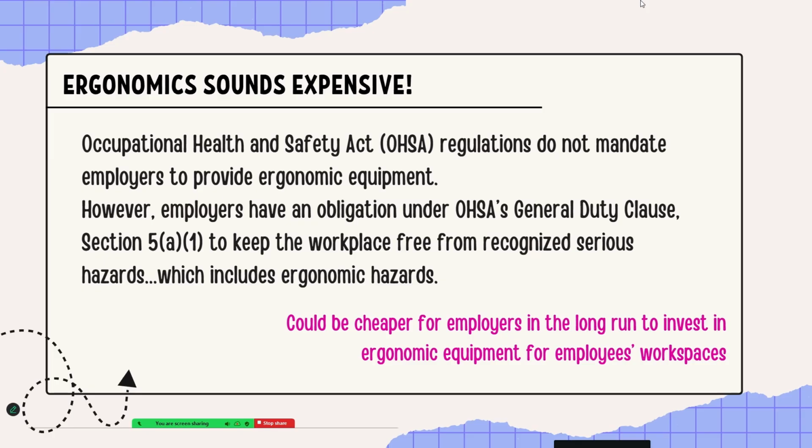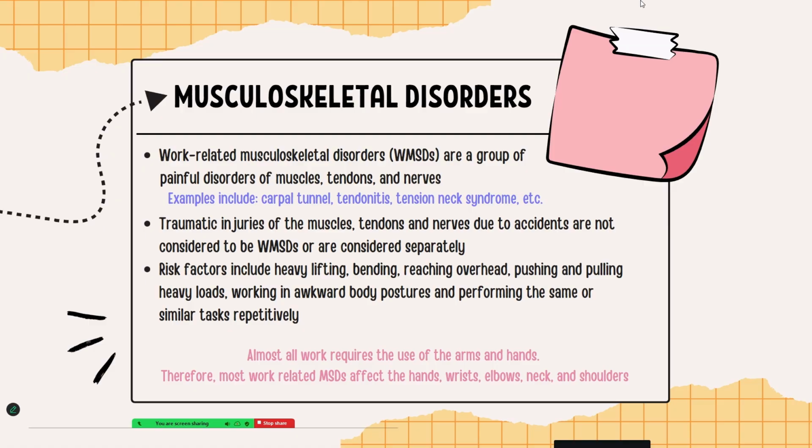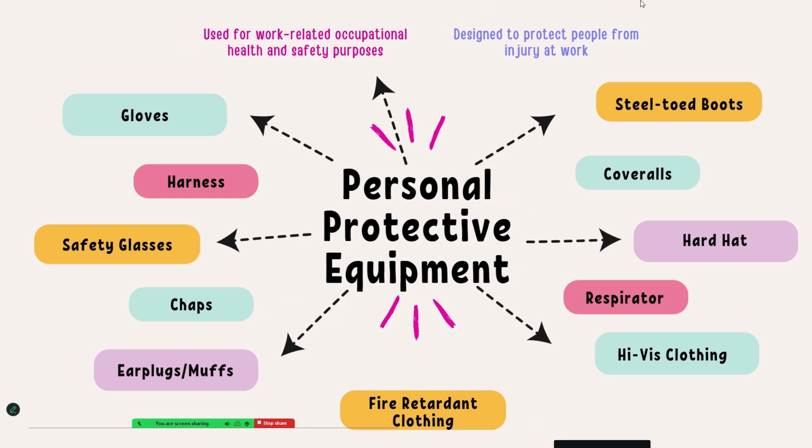I did have a slide on it. Here it is. Ergonomics sounds expensive. Occupational Health and Safety Act regulations do not mandate employers to provide ergonomic equipment. However, employers do have an obligation under the Occupational Health and Safety Act General Duty Clause to keep the workplace free from recognized serious hazards, which obviously includes ergonomic hazards. So again, it could be cheaper for employers in the long run to just invest in ergonomic equipment for employees' workspaces. We already talked about the musculoskeletal disorders. I got ahead of myself.